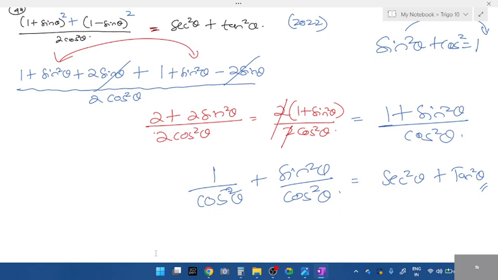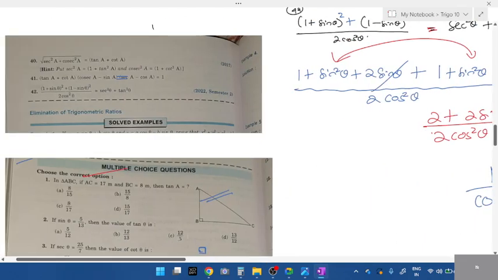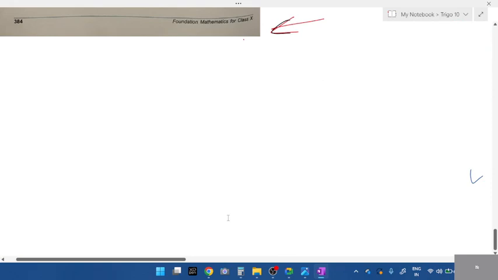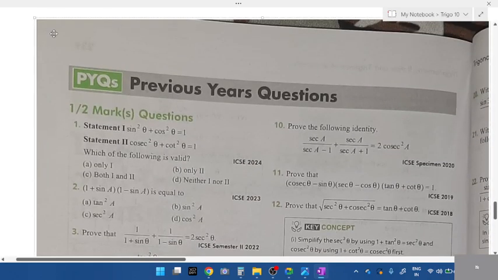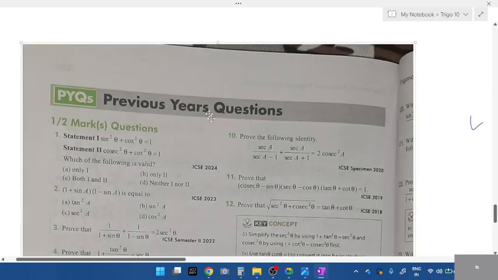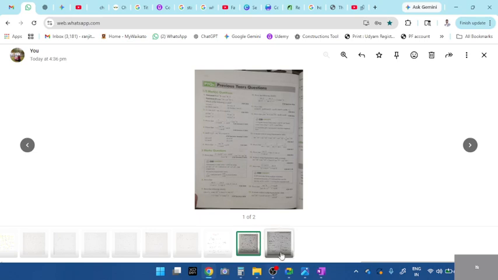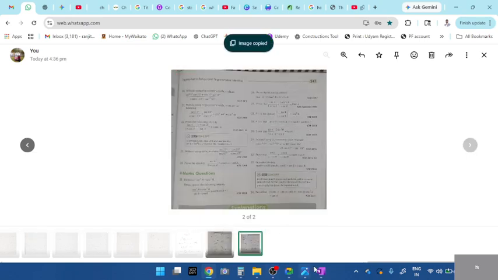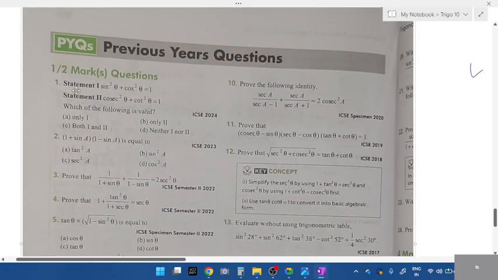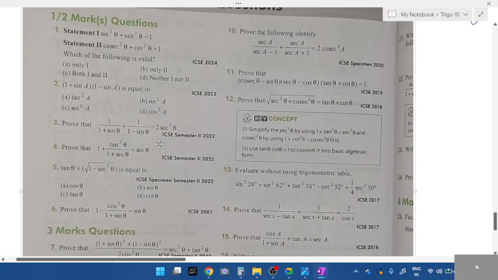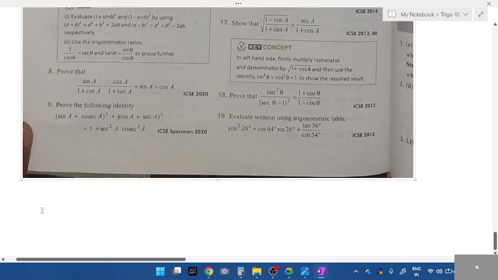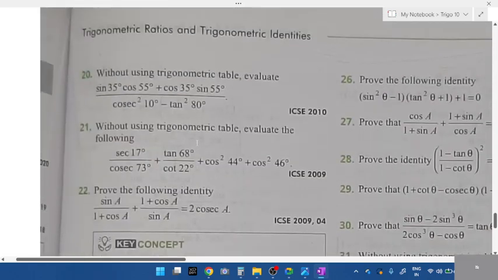Last concept, A cube minus B cube concept, students. MCQ, you get simple questions. Don't worry about MCQ. Look, I've sent this in the group, all the previous year. So this is a half mark, 1 mark question, students. 1.5 mark, that is 2024. We got one in 2023. If you solve 5 years, that is enough. 3 marker question, and next this is 4 marker question.